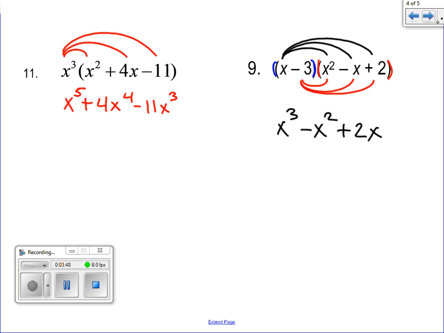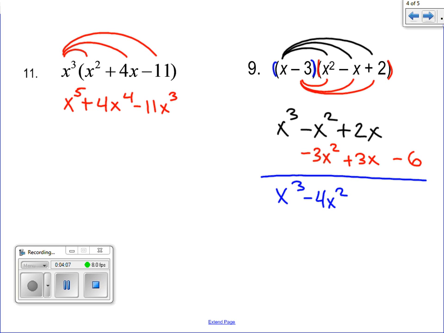Now, I've shown you this before, but I want you to write these vertically. So minus 3x squared, or negative 3x squared, depending on how you read that, plus 3x minus 6. This makes it way easier for you to see what your like terms are and combine them effectively. We're going to get x cubed minus 4x squared plus 5x minus 6. Final answer.